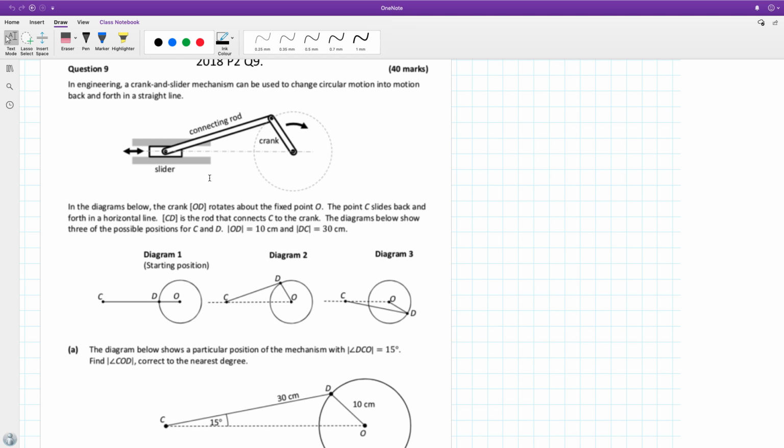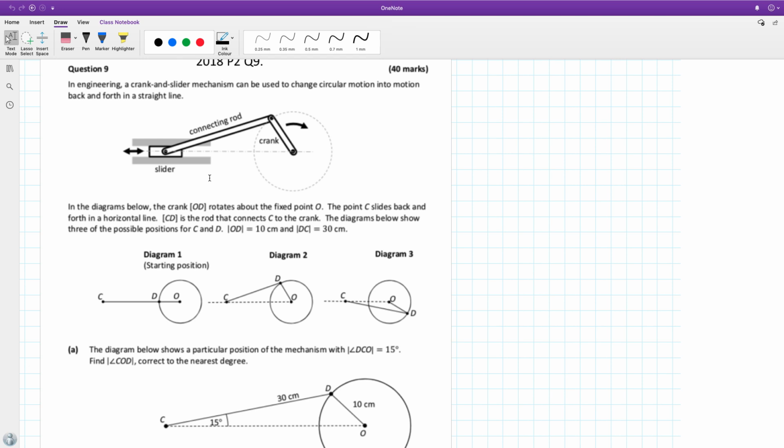In engineering, a crank and slide mechanism can be used to change circular motion into motion back and forth in a straight line, i.e. this crank moves around like this and this slide goes in and out as that moves around. It's also the exact same question as 2012, so they love these arms that go around and around. In the diagram below, the crank OD rotates around a fixed point. The point C slides back and forth in a horizontal line as the rod connects C to the crank.